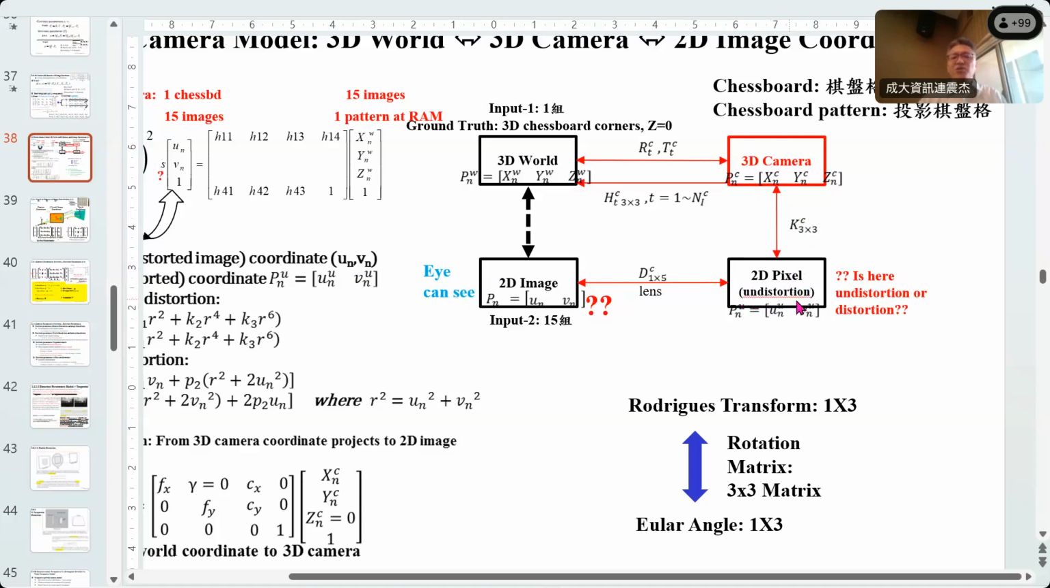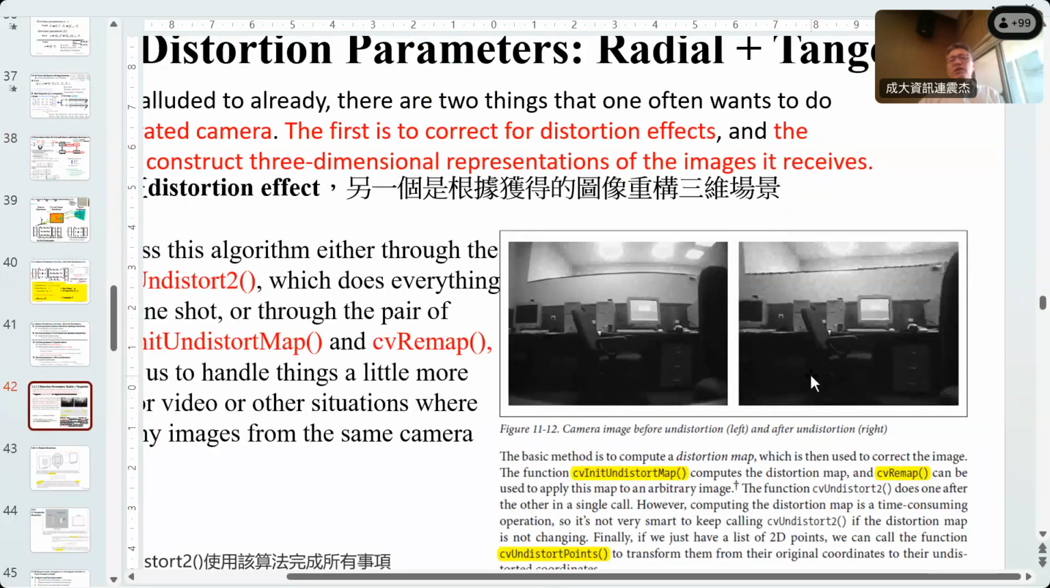But this one is undistorted. In theory, this is undistorted, there is no deformation here. What is distortion? You take a 3D point and you project to 2D, it should be this one. However, the image we take is this one. They have a distortion here. The straight line becomes a curve.